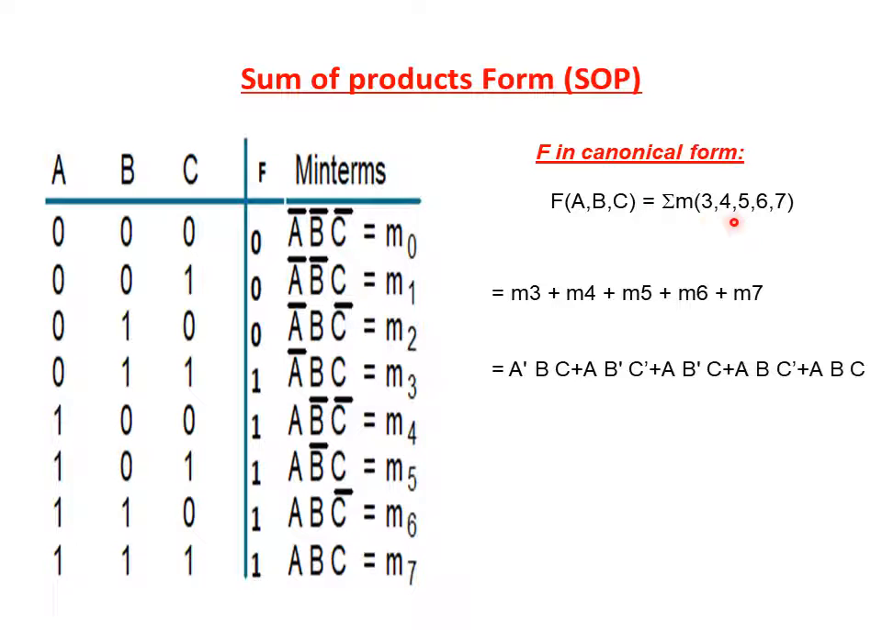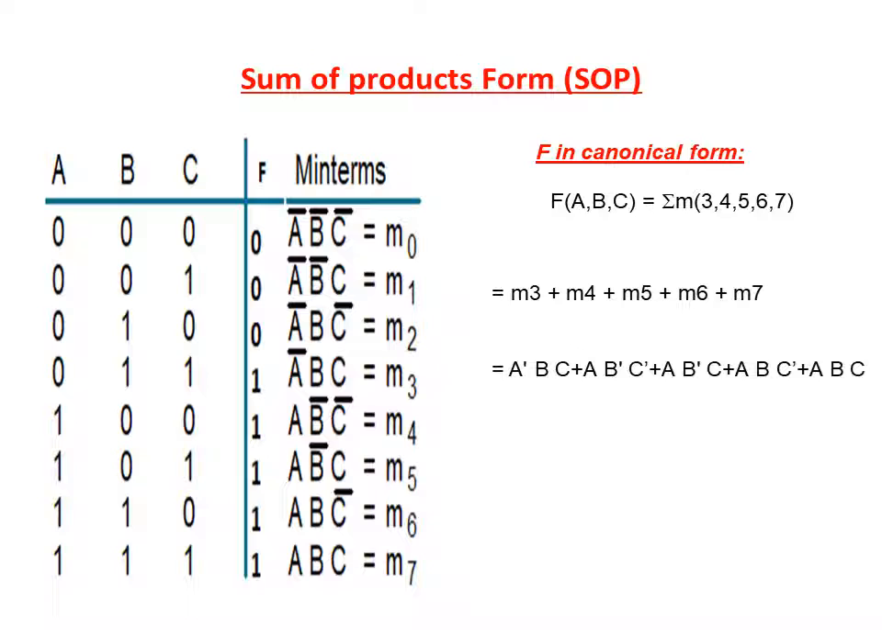Now how to represent the minterm expressions in the truth table? Here 3, 4, 5, 6, 7 are our minterms. So under the F column, we have to write 1 for minterm 3, 1 for minterm 4, 5 also we have to represent 1, 6 is 1, and 7 is also 1. Now the function f is represented in truth table form.